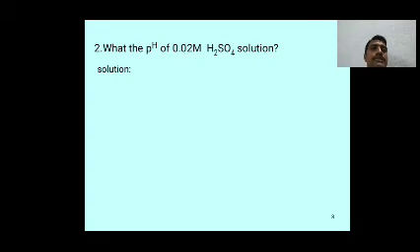What is the pH of 0.02 M H2SO4 solution?